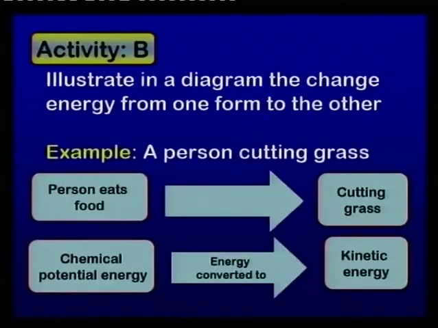Let's move to activity B. In activity B, you will illustrate the change of energy from one form to another. We demonstrated, so now you will draw it as a diagram. Example is given for you. Receiving students, that is the example you can see. Here are the three exercises which you will try out by writing down the transformation of energy in diagram form as shown in the example.